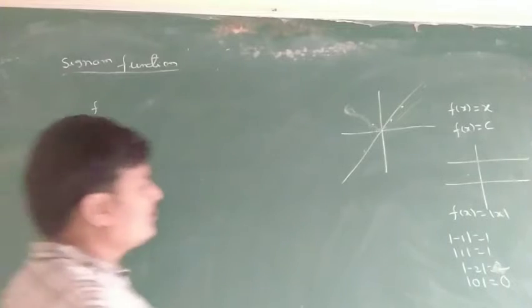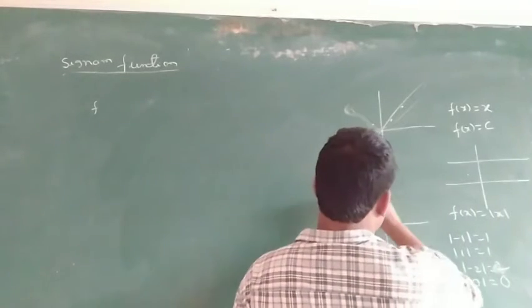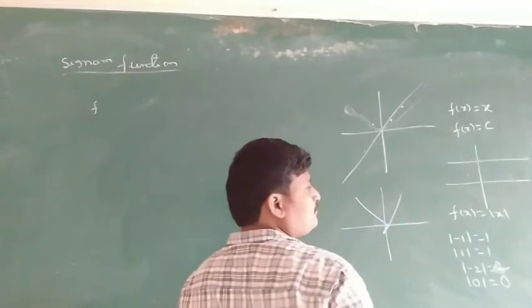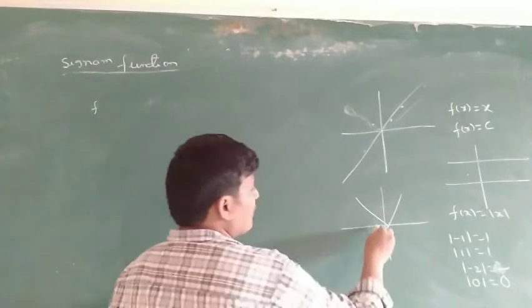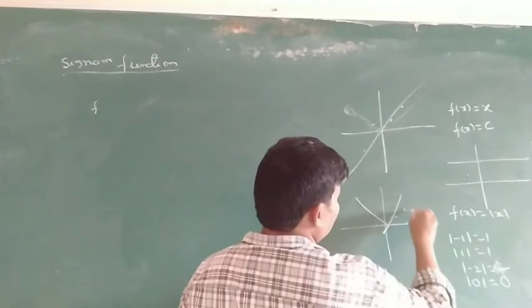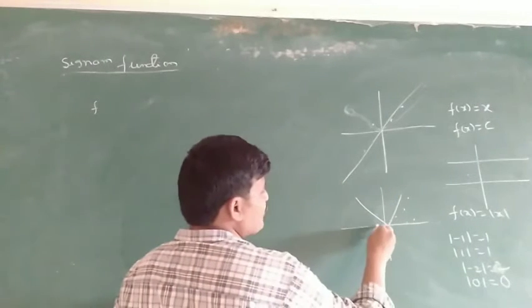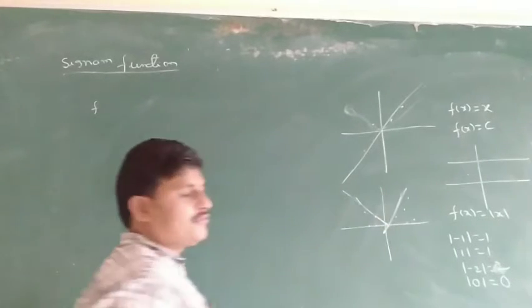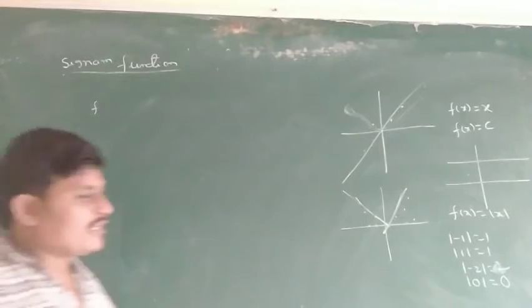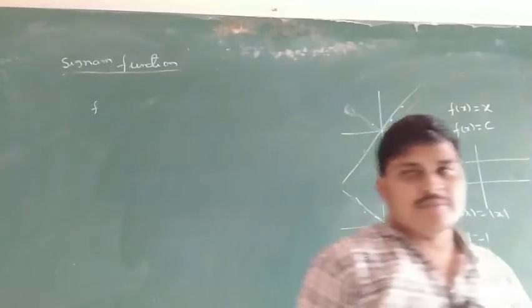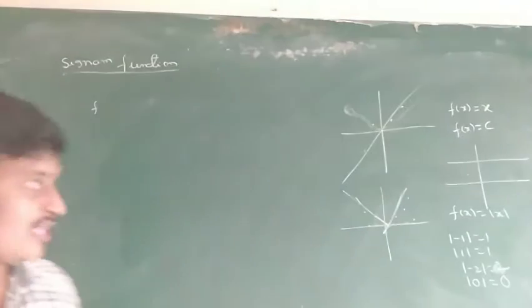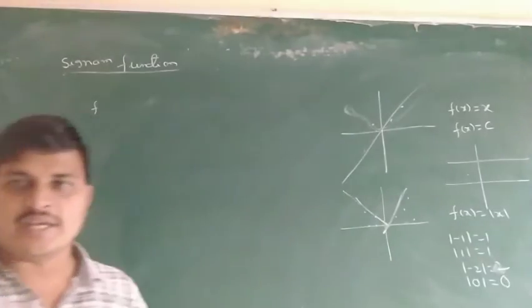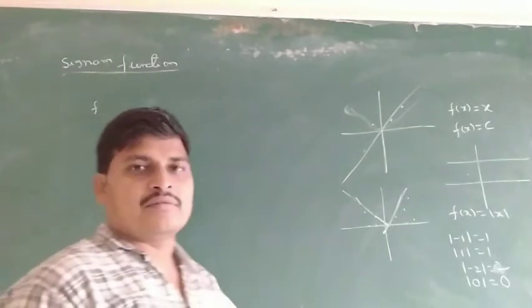So what is the graph? The graph is a V-shaped graph. Points: 1, 1, 2, 2, 3, 3, and minus 1, 1, minus 2, 2, minus 3, 3. This is the V-shaped graph. The graph figure is important. It is compulsory to draw it using a pencil and scale, a perfect figure.